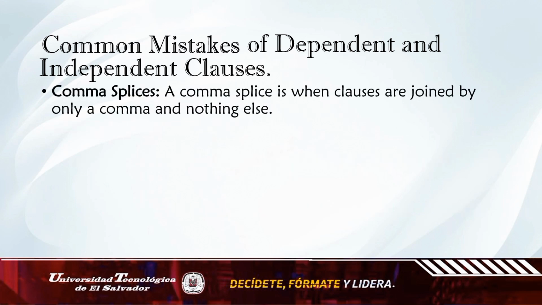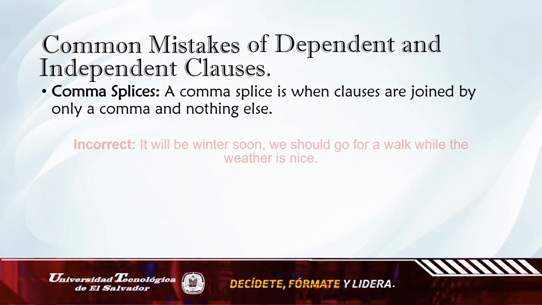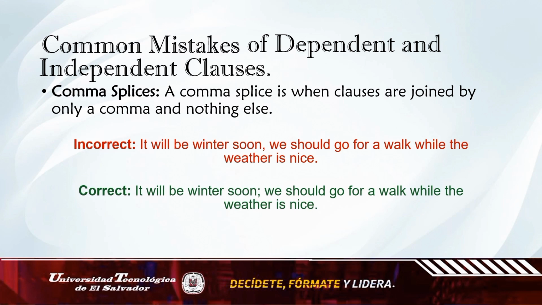Comma splices. A comma splice is when clauses are joined by only a comma and nothing else. Examples. Incorrect form, it will be winter soon, we should go for a walk while the weather is nice. Correct form, it will be winter soon, so we should go for a walk while the weather is nice.